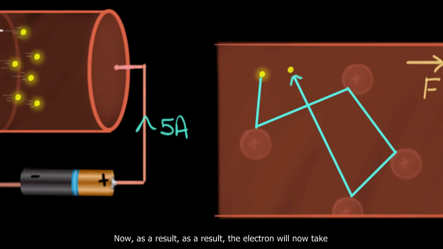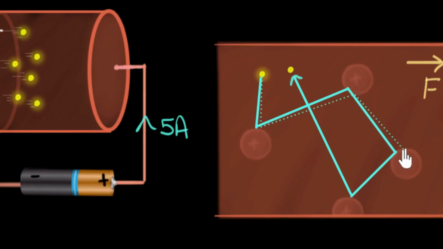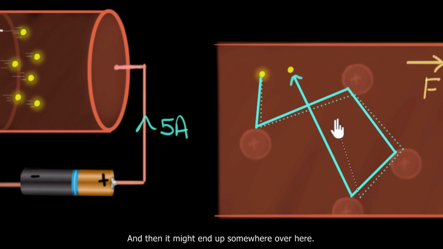Now, as a result, the electron will take a slightly different path. Because it is being accelerated towards the right, instead of bouncing from here, instead of going here, maybe it bounces off a little bit towards the right. This is the new path, okay? And then from here, instead of bouncing over here, it will bounce somewhere over here. And then instead of bouncing from here, it goes somewhere here. And then it might go somewhere here. And then it might end up somewhere over here.